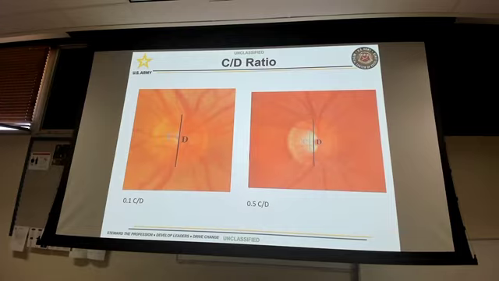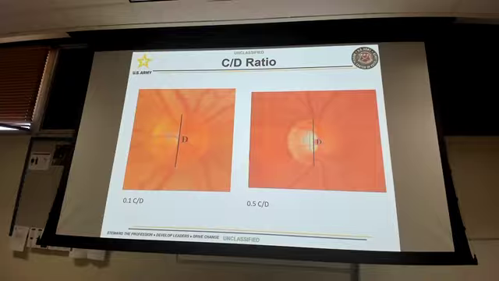So if you look at the left picture, you'll see that the inner center of that optic nerve is pretty small. It's almost not noticeable in comparison to that overall disc size. So you're going to have a smaller ratio, in this case a 0.1 cup to disc ratio. To the right, you'll see that that center circle takes up about half of that outer ring, and so we're going to grade that about a 0.5 disc ratio.